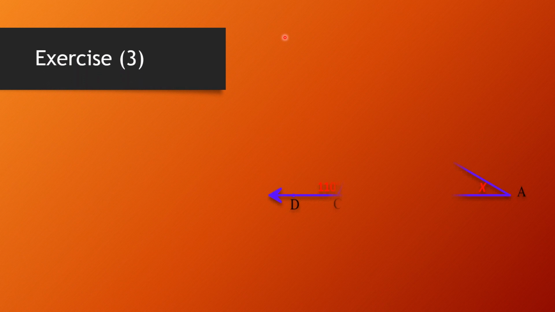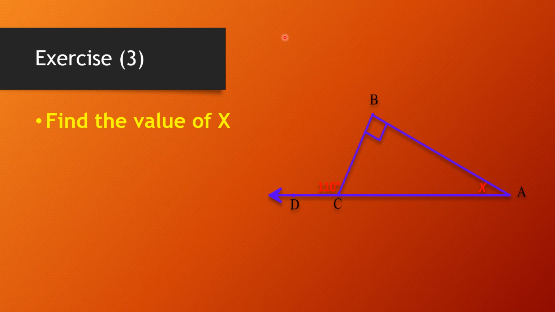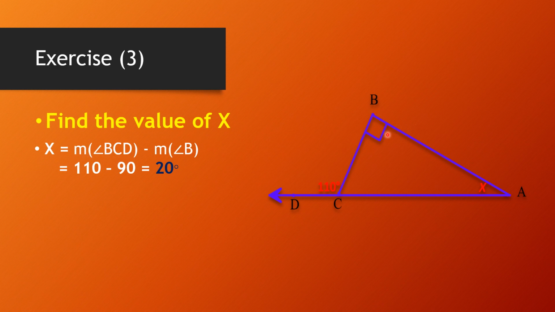Exercise 3. Find the value of x. X, or measure angle A, is one of the interior angles. So how can I find the measure of one of the interior angles? Yes, by subtracting the other interior angle from the exterior angle. So x equal measure angle BCD minus measure angle B, equal 110 minus 90, equal 20 degrees.